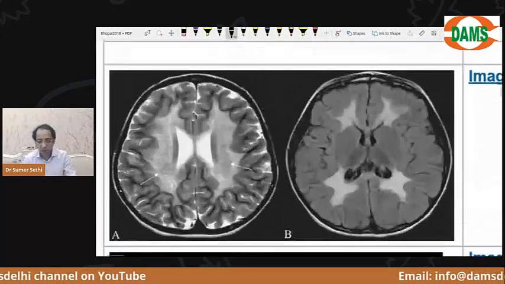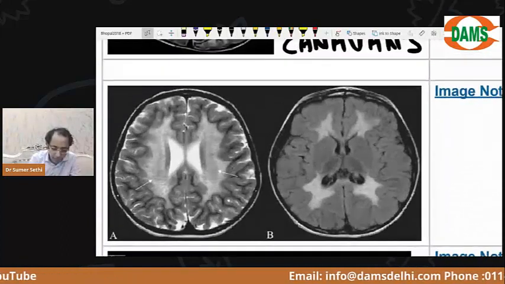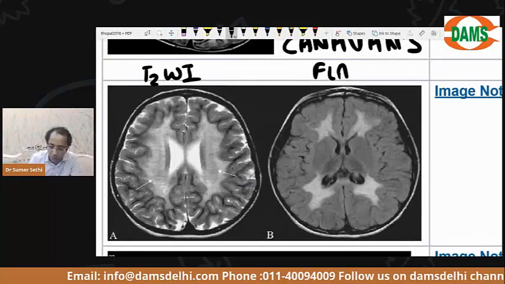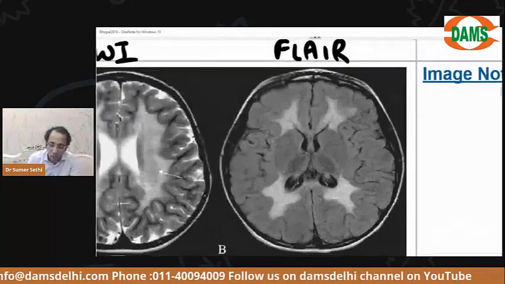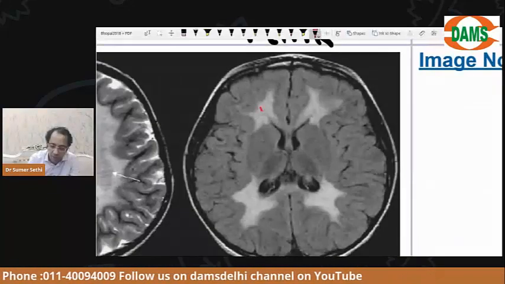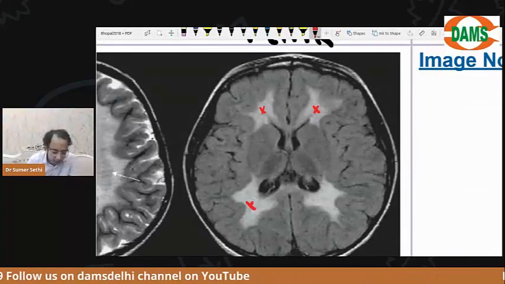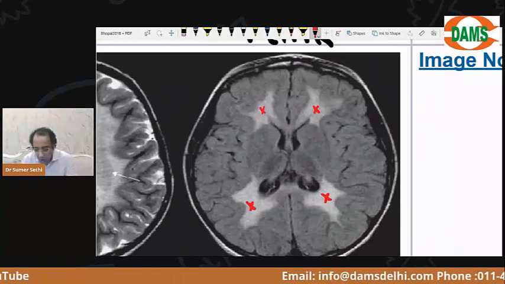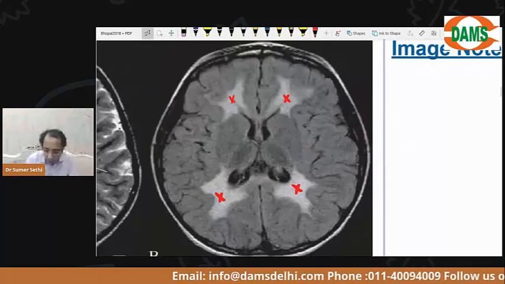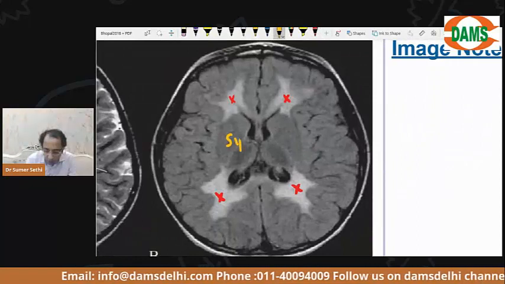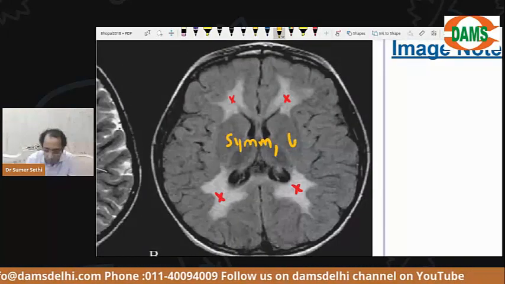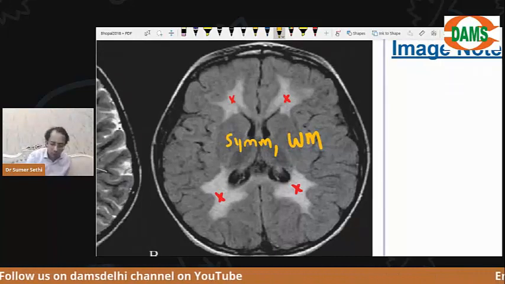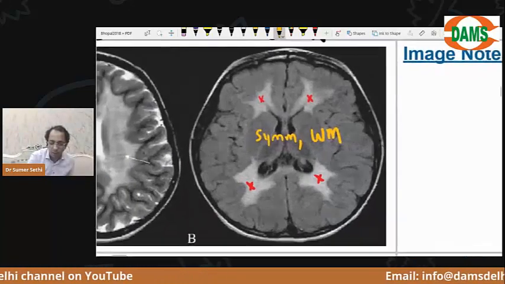Okay, see this image. Same patient. T2 weighted, FLAIR. Same patient, two images. FLAIR, which part? Where is the disease? This is the disease. This is the disease. This is the disease. This is the disease. Now tell me, is this disease symmetric or asymmetric? It appears symmetric. Gray matter, white matter, beta. White matter. We can see symmetric involvement of the white matter. Yes, correct. So we're probably dealing with something inborn error.